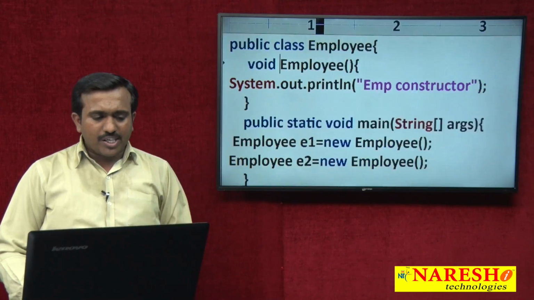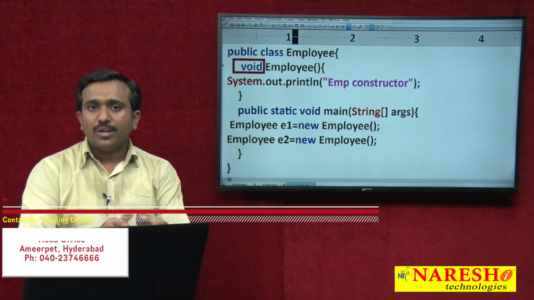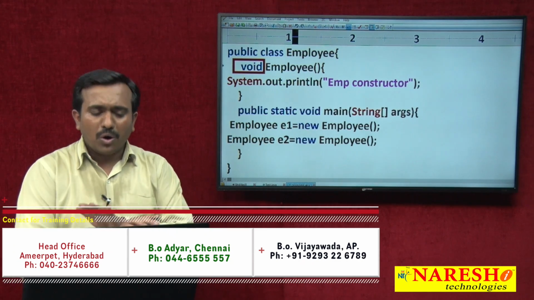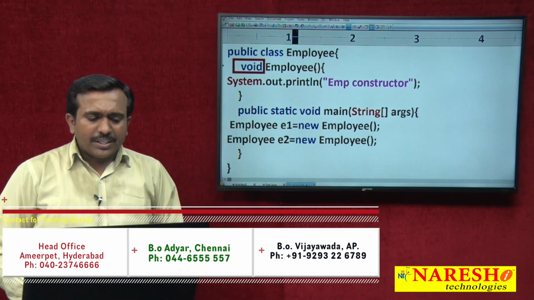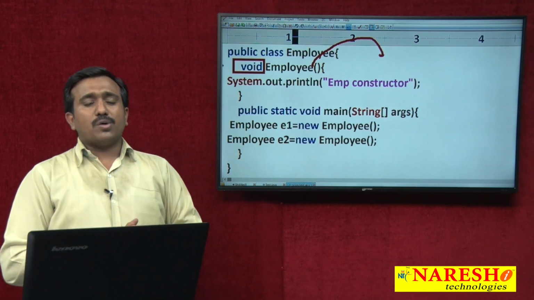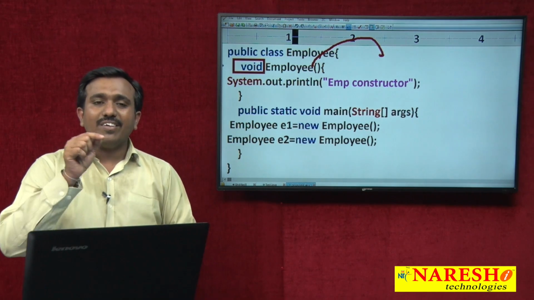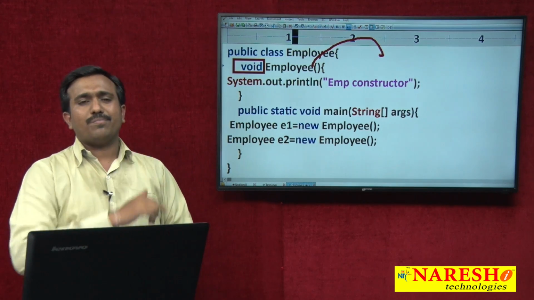Here suppose by mistake we provide a return type to this constructor. No compile time error, no runtime exception. This is considered as a method only. So by mistake if you provide any return type to the constructor, that is always considered as a method.